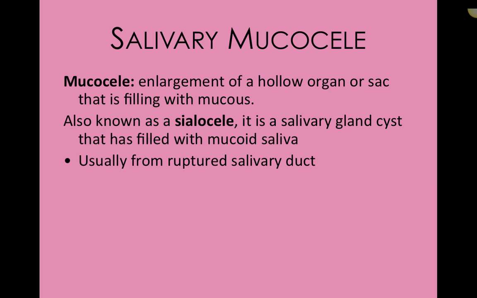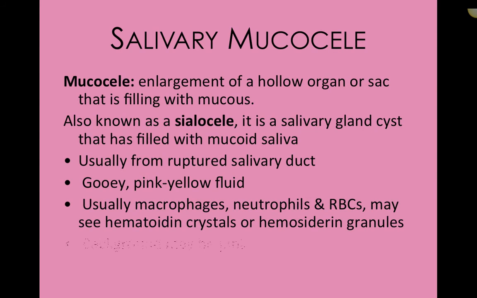So mucocele is an enlargement of a hollow organ or sac that is filling with mucus. Delish. Also known as a sialocele, it's a salivary gland cyst that's filled with mucoid saliva. So a sialocele is specific to salivary gland swelling. Usually it's from a ruptured salivary duct, and when a fine needle aspirate is performed, a gooey yellow-pink fluid is removed. That being said, sialoceles can look very similar to swollen submandibular lymph nodes.